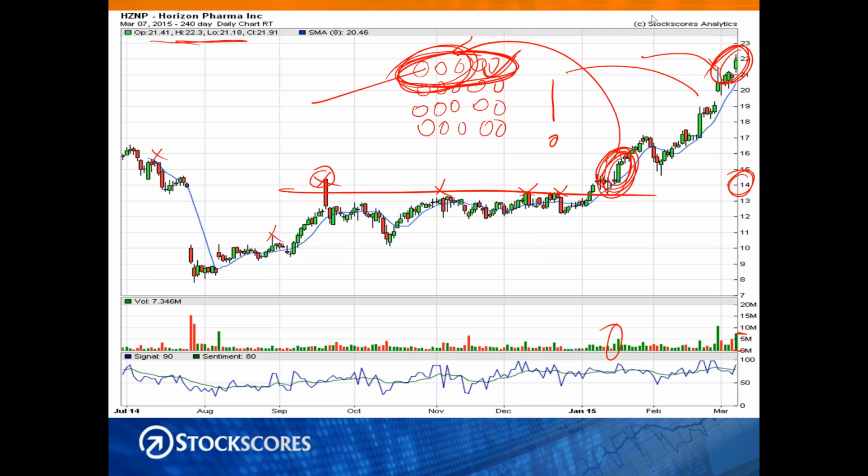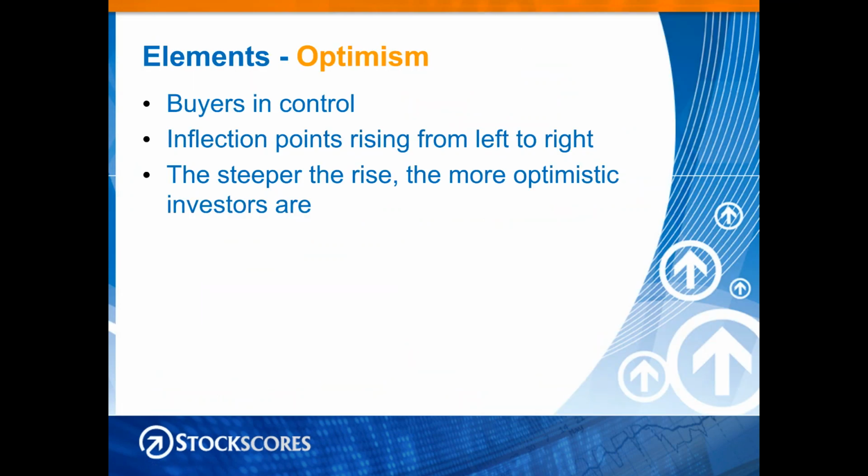Okay, I think we're caught up on the questions, so let's move on to optimism and pessimism. Now remember I spoke earlier about the mood of the market being important?